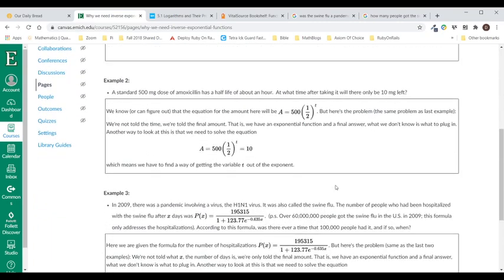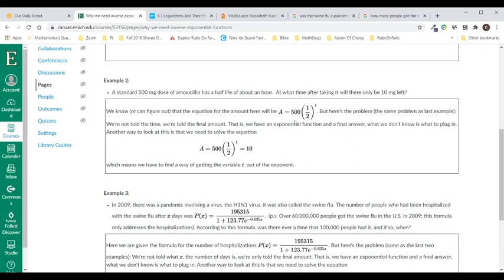This is something we've seen before too. A standard 500 milligram dose of amoxicillin has a half-life of about an hour. It's like 61 minutes, but we'll leave it at this. At what time will there only be 10 milligrams left? By the way, they need to know this. This is how they determine how often you would take amoxicillin, because when it gets too low, you have to take another one.